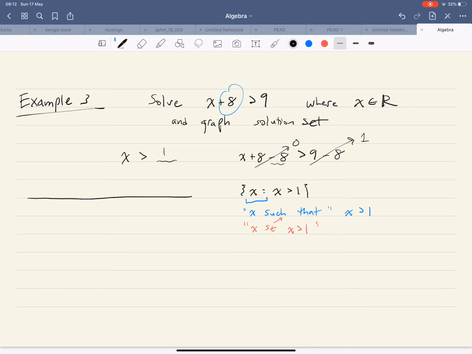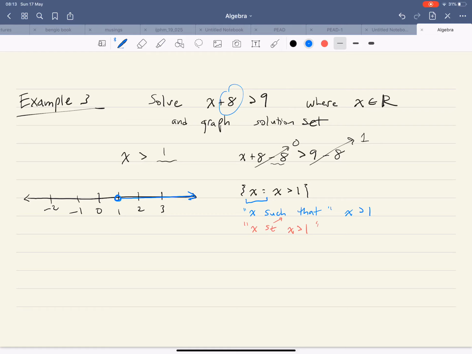So we have our number line, 0, 1, 2, 3. Well, x is greater than 1, and it's everything that's greater than 1. So we need an open circle on that 1. And then we just indicate with a line and an arrow that, hey, it's going to be everything that's bigger than that. Okay.